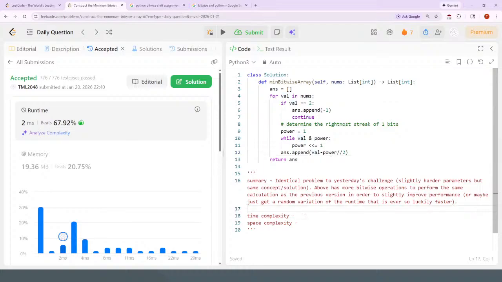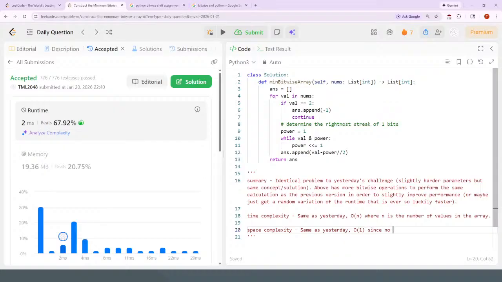Anyways, time complexity looks to be the same as yesterday, which is O of n, where n is the number of values in the array. And then space complexity is also the same as yesterday. This is going to be O of 1, since no extra space is needed.